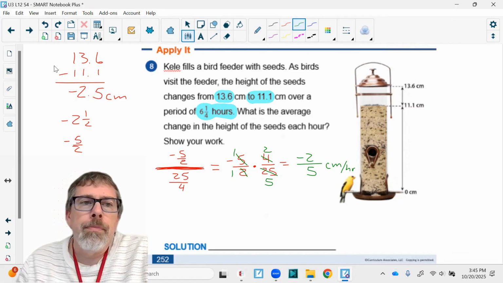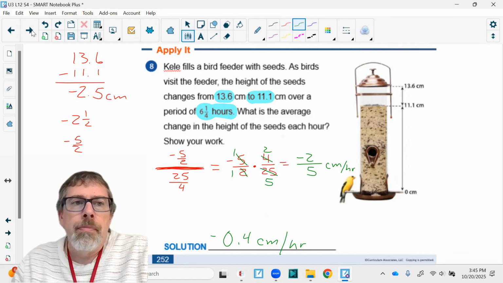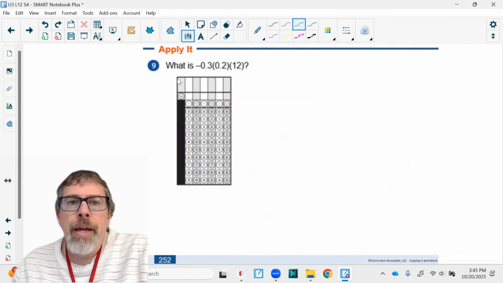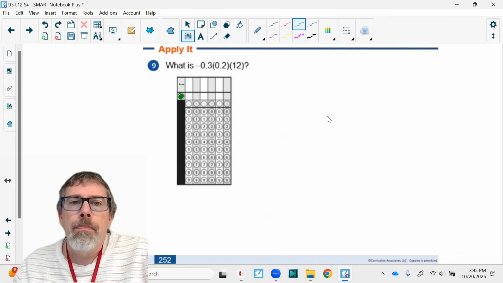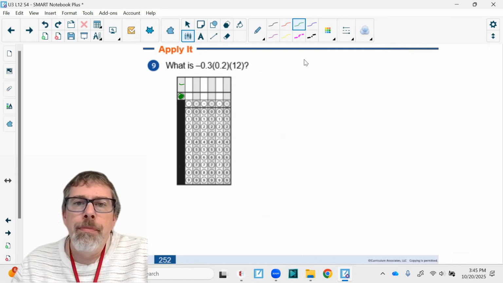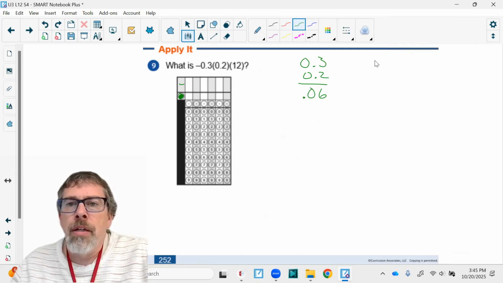And 2/5 is 0.4 centimeters per hour. Now we have a negative times a positive times a positive. There's only one negative, so my answer is going to be negative. So I'm going to put a negative sign there. And I'm going to work left to right. 0.3 times 0.2. 3 times 2 is 6. 2 decimal places, so I need 0.06. I should always put a 0 in front of the decimal.